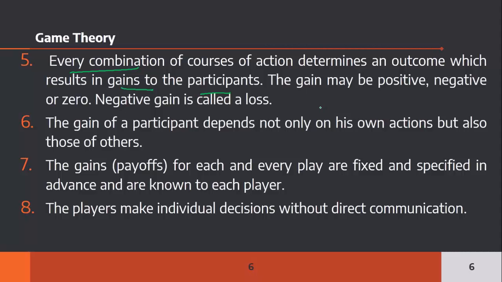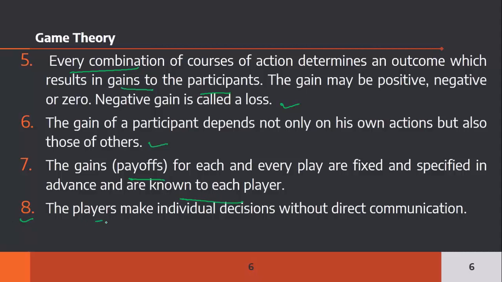The gain may be positive, negative or zero. Negative gain is called a loss and positive gain is called a win. The gain of a participant depends not only on his own actions but also on those of others. The gains or payoffs for each and every play are fixed and specified in advance and are known to each player. That is the seventh characteristic of a game theory.